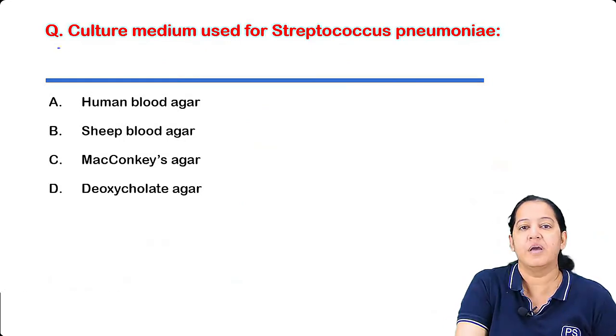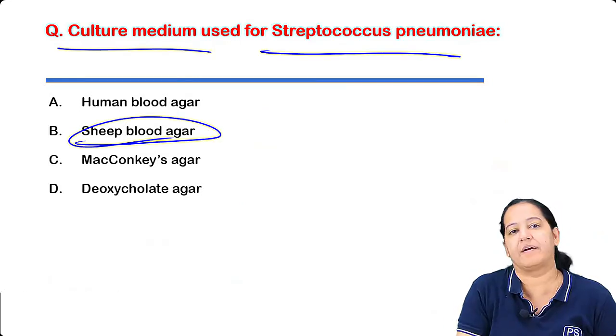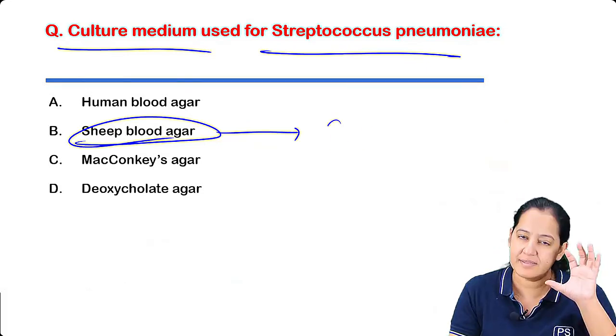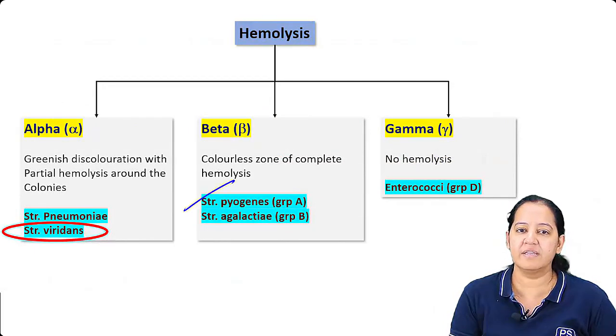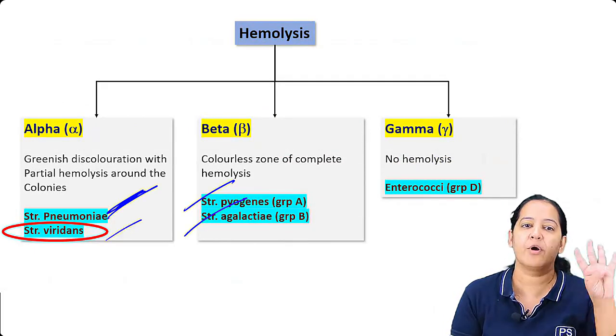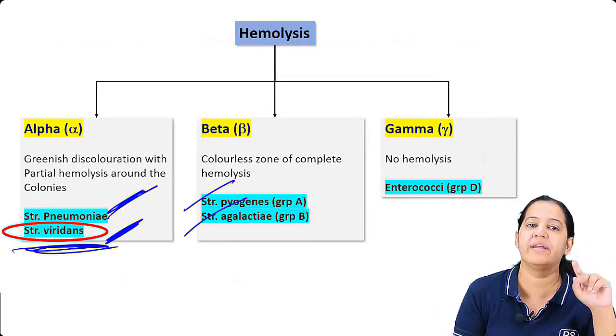Read the next question. Culture media for Streptococcus pneumoniae is sheep blood agar, in which the central depression will be there. Carom coin appearance. Okay. So we are done with this. Coming to the fourth, Streptococcus viridans, the second alpha.